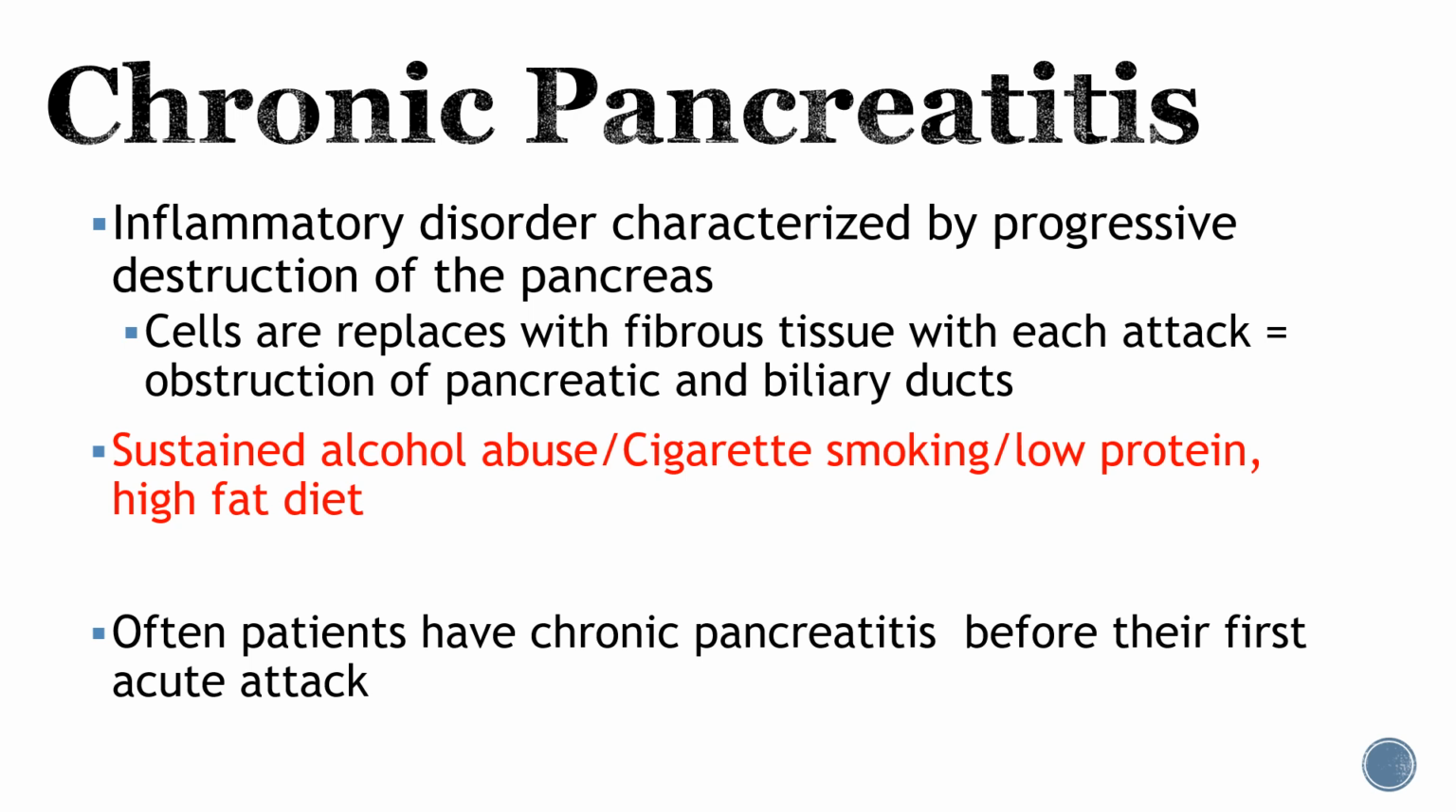Often patients have chronic pancreatitis before their first acute attack. So it's not like you see patients come in with an attack, we call it acute pancreatitis, and then on their fourth or fifth attack, we now consider it chronic. It's really about how the pancreas looks and the changes that are occurring within the pancreas that considers it to be either an acute or a chronic pancreatitis.